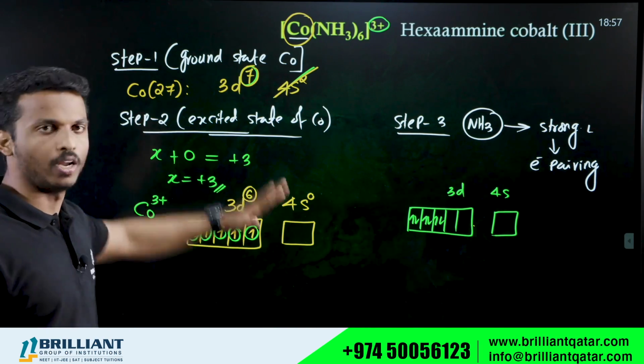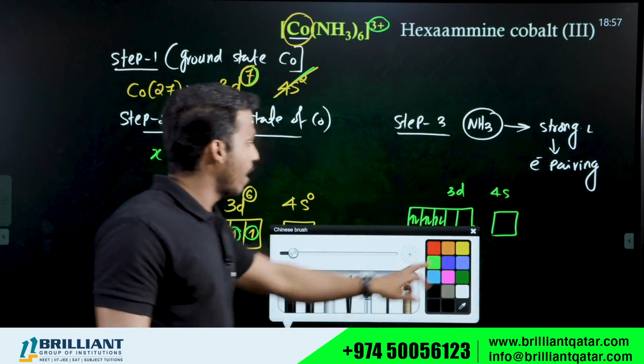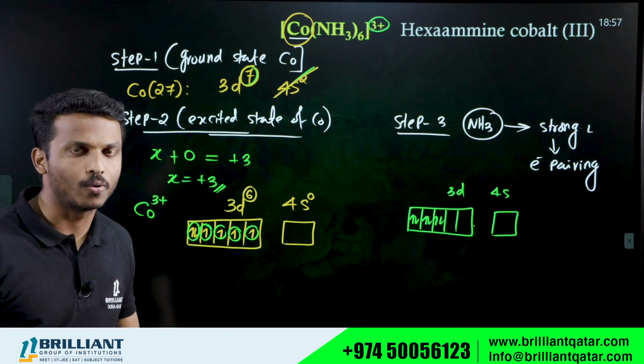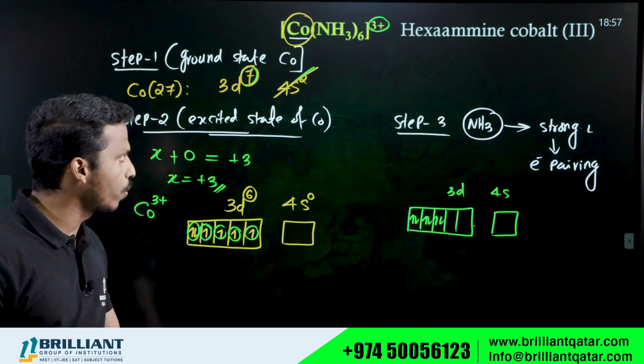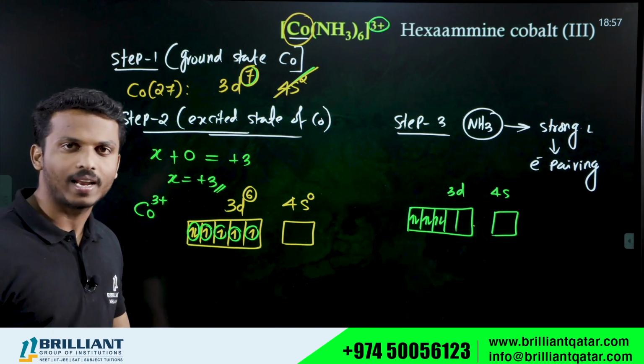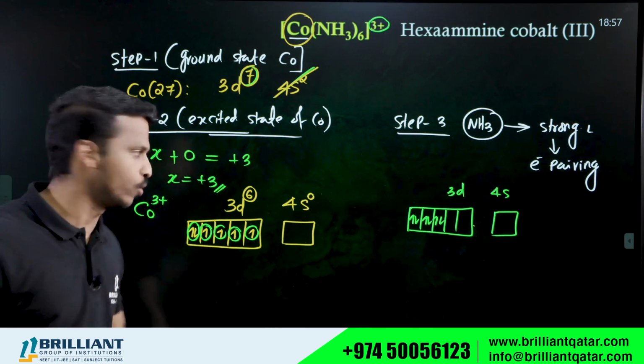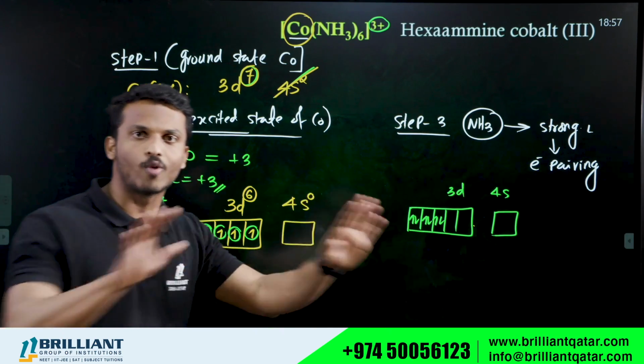Step 1, step 2, step 3 over. Now after that you have to check. Step 1 ground state over. Step 2 excited state over. Step 3 you identify the ligand and pairing is done. Suppose it is a weak ligand. Nothing to do. Just copy this one because pairing won't happen.